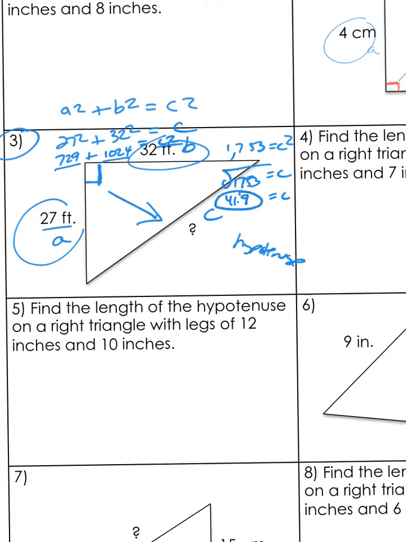And so then I look back at my answers and I see if it makes sense. So this longest side is about 41. The middle side is about 32. The small side is 27. That answer seems to make sense.